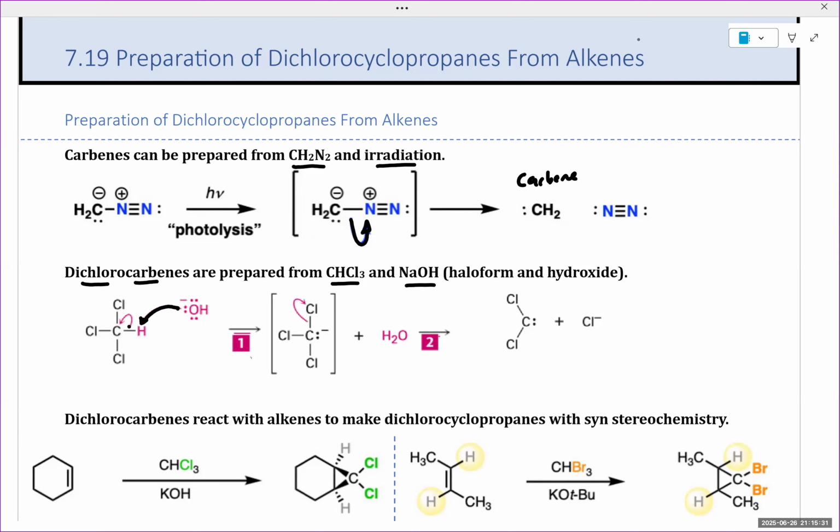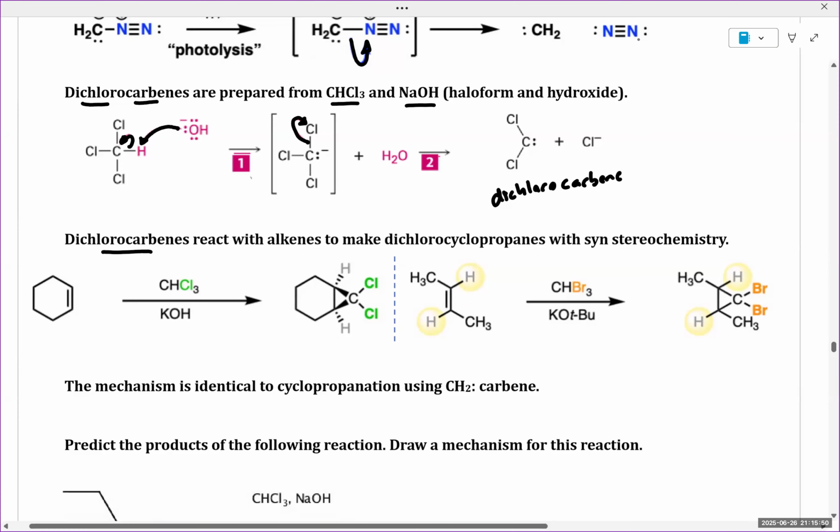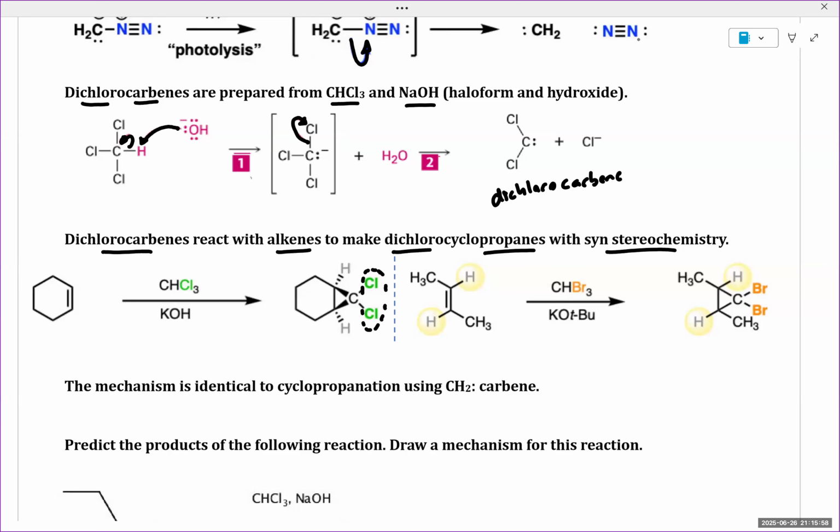In this case, you deprotonate chloroform, and from there, you lose your chloride leaving group, and you get a dichlorocarbene. Dichlorocarbenes and other dihalogenated carbenes can react with alkenes to make dichlorocyclopropanes with syn stereochemistry. Key difference being you have these two chlorine atoms. The mechanism is identical to cyclopropanation using the CH2 derived carbene.